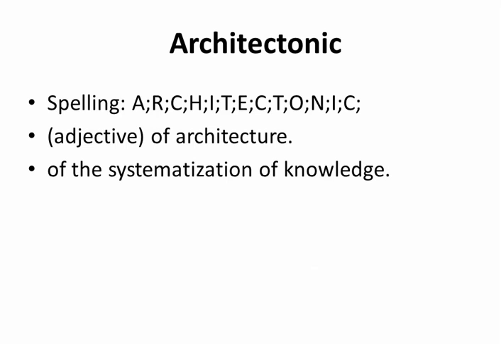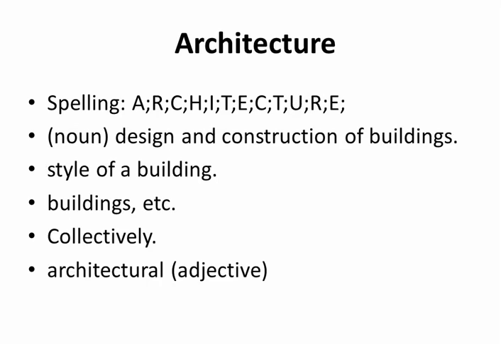Architectonic. Spelling: A-R-C-H-I-T-E-C-T-O-N-I-C. Adjective: of architecture. Of the systematization of knowledge. Architecture. Spelling: A-R-C-H-I-T-E-C-T-U-R-E. Noun: design and construction of buildings. Style of a building. Buildings, etc., collectively. Architectural, adjective.